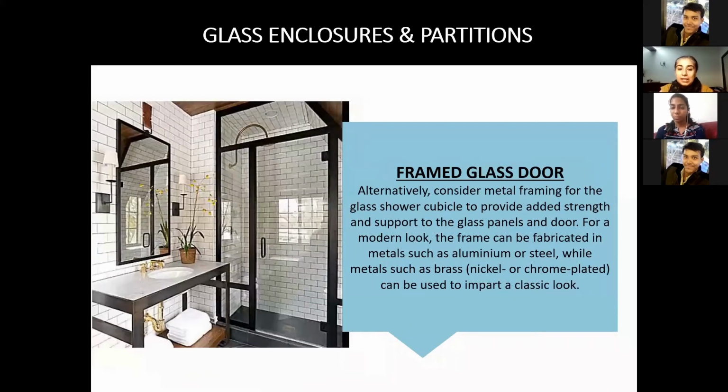Next is, of course, the frame glass door, which as per the international trends currently are really in vogue, especially with a lot of different matte color options. So alternatively, we can consider metal framing for the glass shower cubicle to provide added strength and support to the glass panels and door. For a modern look, the frame can be fabricated in metals like aluminium, steel, white metals like brass, nickel or chrome plated can also be used to give it a classic look.